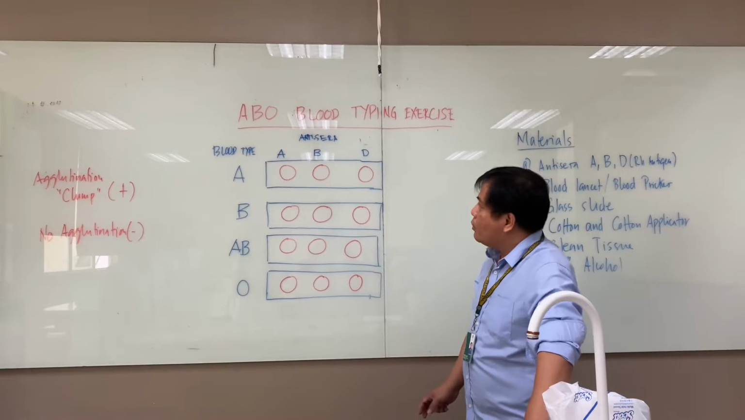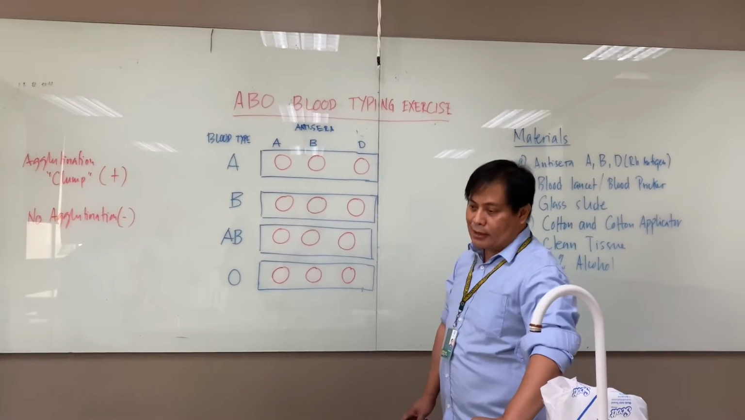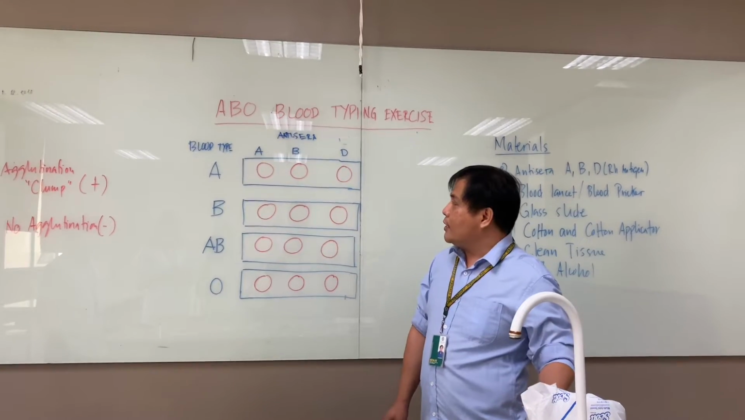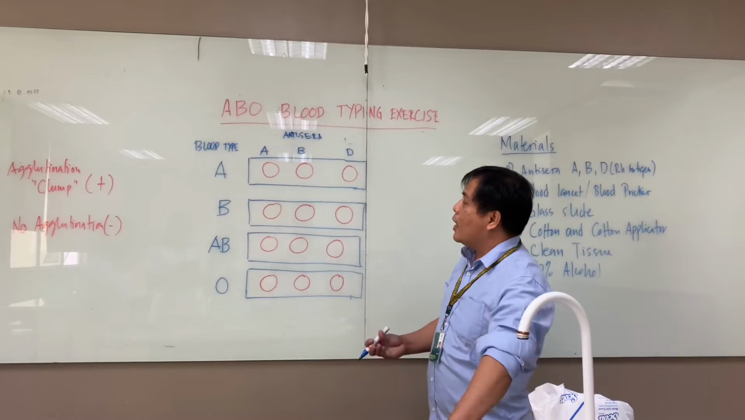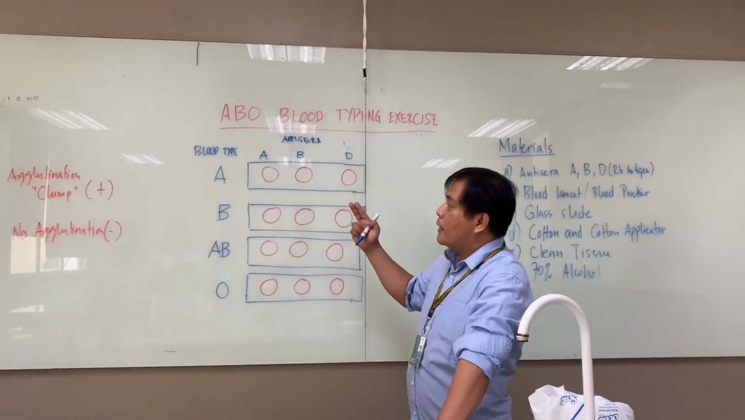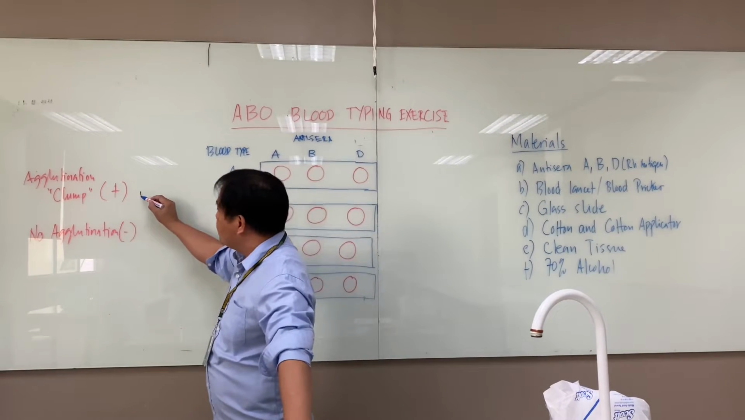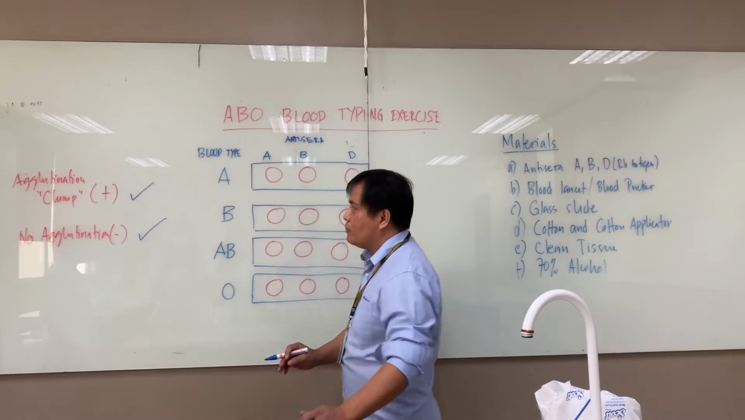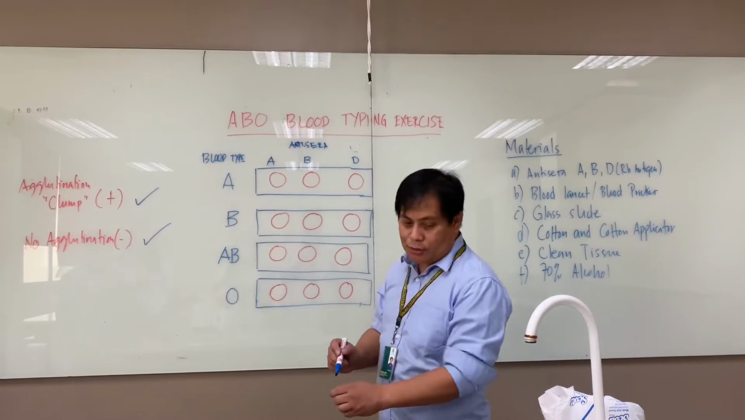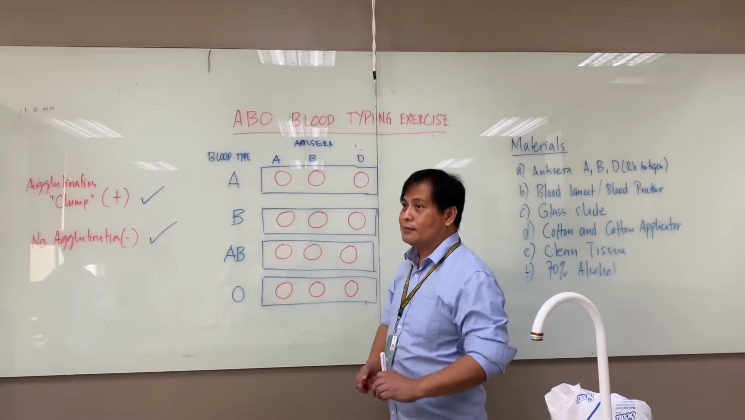Now, how are we going to differentiate between these blood types? I'll be requesting Jennifer to explain to us how we determine the blood type in reference to the presence of agglutination and no agglutination. Jennifer, can you tell me what you normally observe when there is no agglutination?